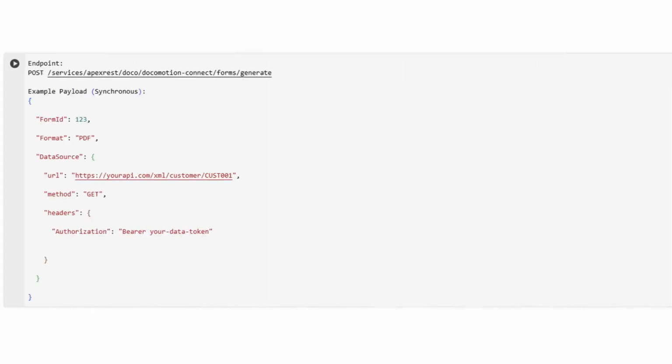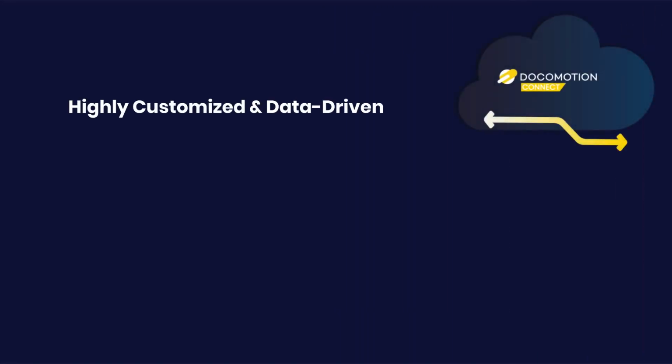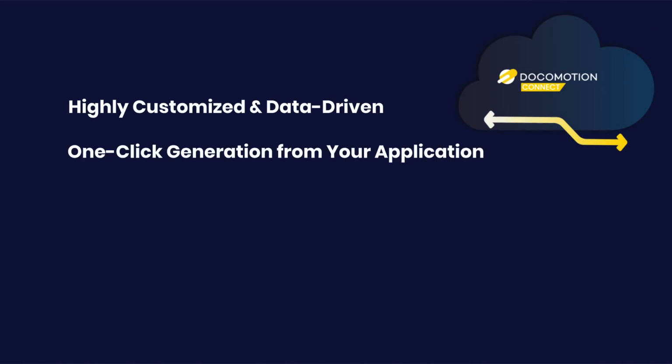Clicking the Generate PDF button initiates a secure API call from your system to the DocuMotion Connect service. This single call transmits all the required information. It specifies which template to use and provides the data payload, an XML file containing all the populated values for the service to process. In summary, DocuMotion Connect empowers end users to generate highly customized, data-driven documents with a single click directly from their primary business application, ensuring both efficiency and data accuracy.